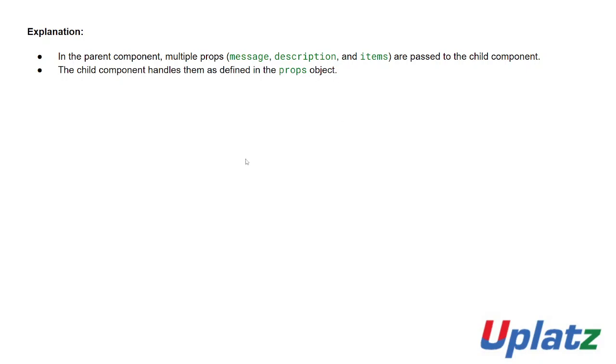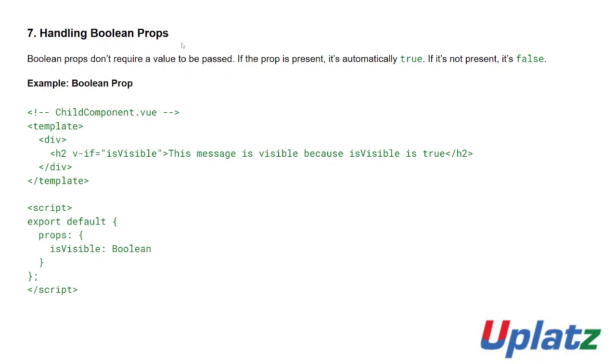Okay. Next, handling Boolean props. Boolean props don't require a value to be passed. If the prop is present, it is automatically true. If it is not present, it's false. Very, very beautiful.